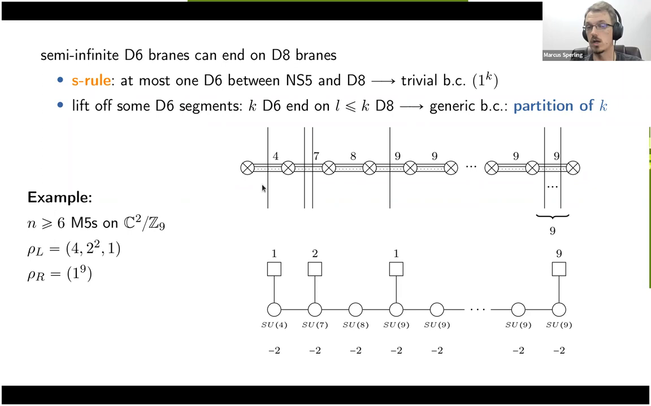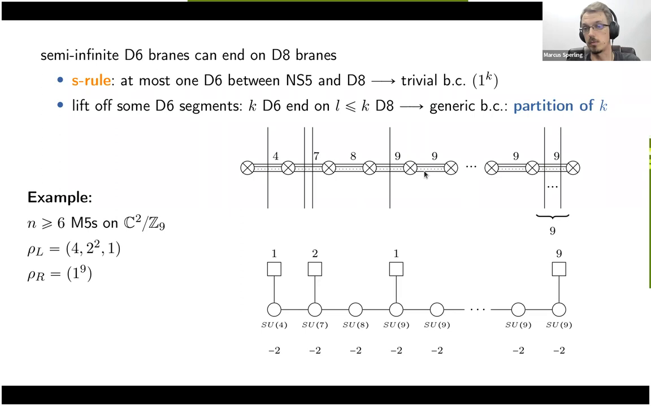Now we need to figure out how many D6 branes there are. If we are in the interior of that whole setup, so far away from the D8 branes, then we know we have a Z9 singularity, so we have a stack of K D6 branes, so 9 D6 branes, so we're going to have these 9 D6 branes. Now, if you have the NS5, we need to take care of charge conservation, and on the NS5, that tells you that the number of D6 branes ending on the left and on the right of the NS5 brane need to be the same.